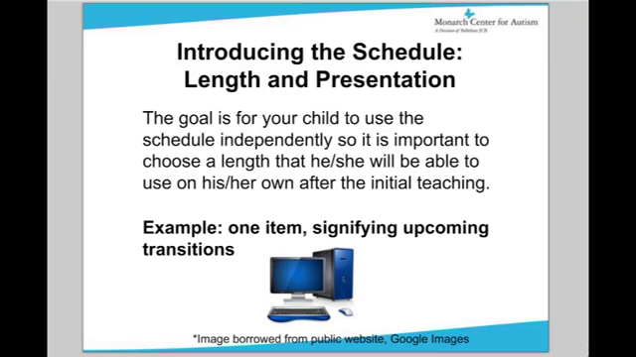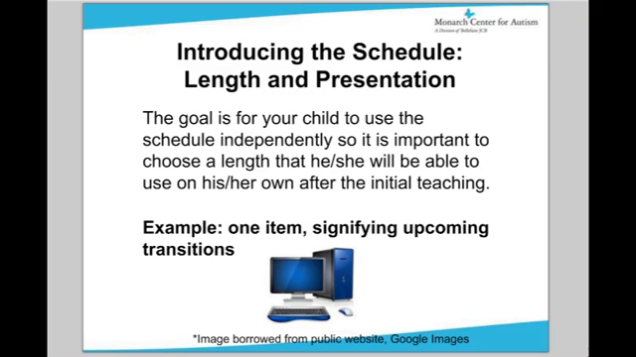When you're looking at the information that you're providing to the student, you're going to be thinking about the length and the presentation. So the length, initially you'll introduce one visual, and each student is going to be different based on their individual needs. Some students will be able to take in more visual information, and others will require just that one visual and walking, or that one object and going to the destination. The goal is that your child will use the schedule independently, so just be thinking about the length there.